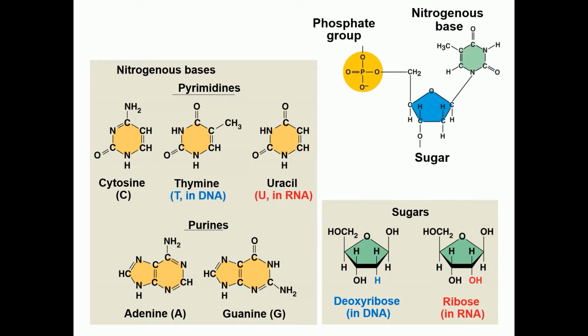So we have our phosphate group, we have our sugar, and then last we have the nitrogenous base. And there are 5 different nitrogenous bases, 1 for each kind of nucleotide that there is. Up here we have what are called the pyrimidines, and they have 1 ring in their structure: cytosine with a C, thymine with a T, and uracil with a U. Remember, thymine only shows up in DNA, and uracil only shows up in RNA. And then we have the purines down here, adenine and guanine. They have 2 rings in their structure, so they're just a little bit bigger.